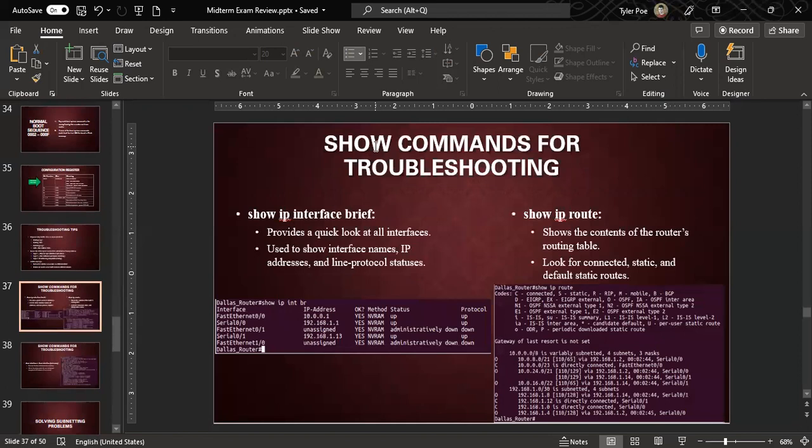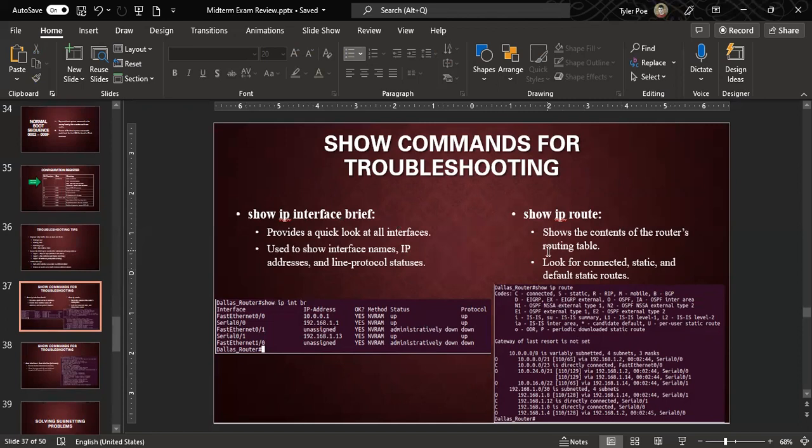So there's some additional show commands that you'll need to be aware of for routing. One of them I just mentioned before is show IP interface brief. Compared to the other show commands, this one actually shows you the IP addresses. It also shows the line protocol status and names the interface. So if you want to look at IP addresses, this is arguably the best place to look, especially if you want an overview look.